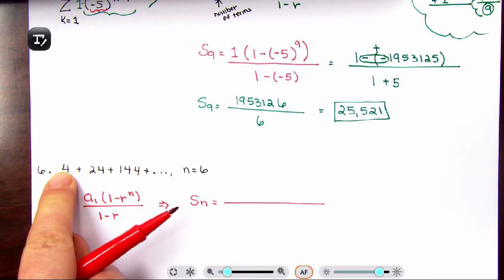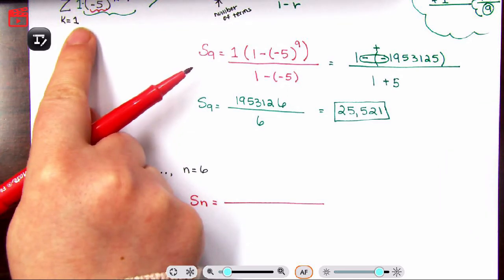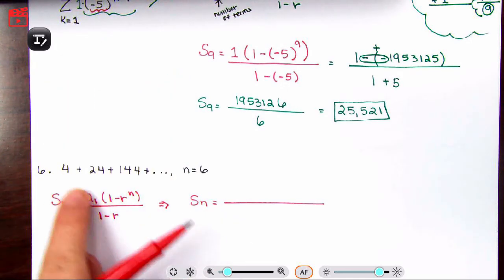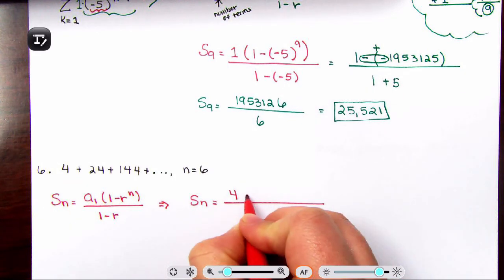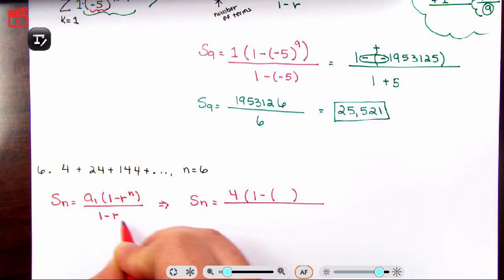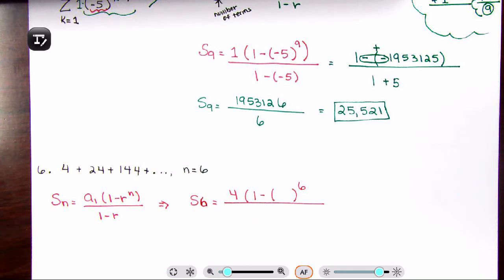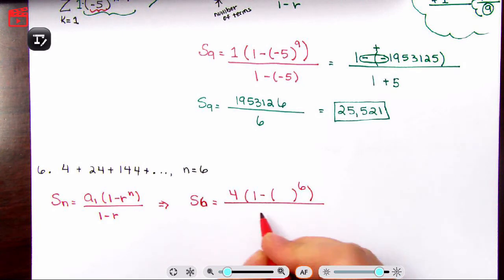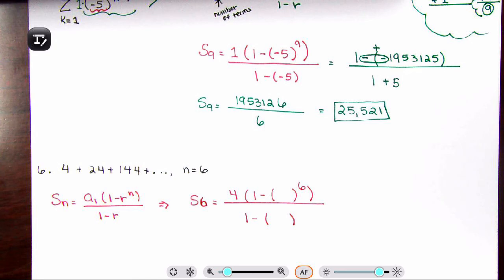What is a sub 1? A sub 1 is the first term. Again, unless you have a lower limit that is something different than 1, your a sub 1 is just the first term. So 4 times 1 minus r, always put r in parentheses. N, they told you, is 6. So in this case, this n here needs to be 6 as well. We're evaluating the first 6 terms. I don't know what r is yet, so I'm going to just leave that as a blank. 1 minus r, put r in parentheses. Okay, let's figure out what r is. That is our common ratio.